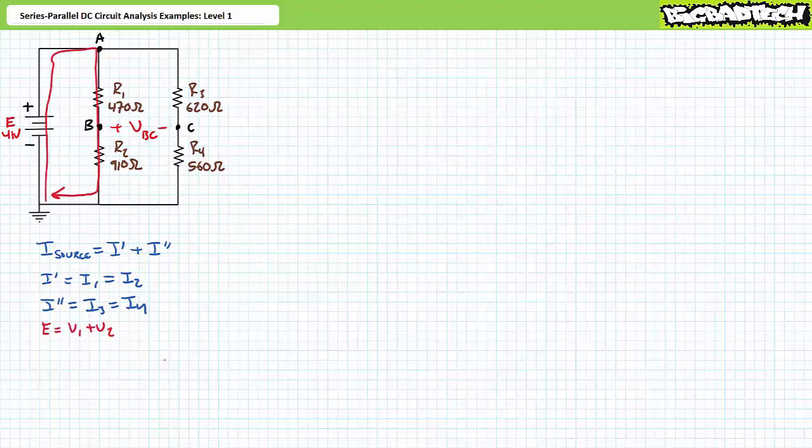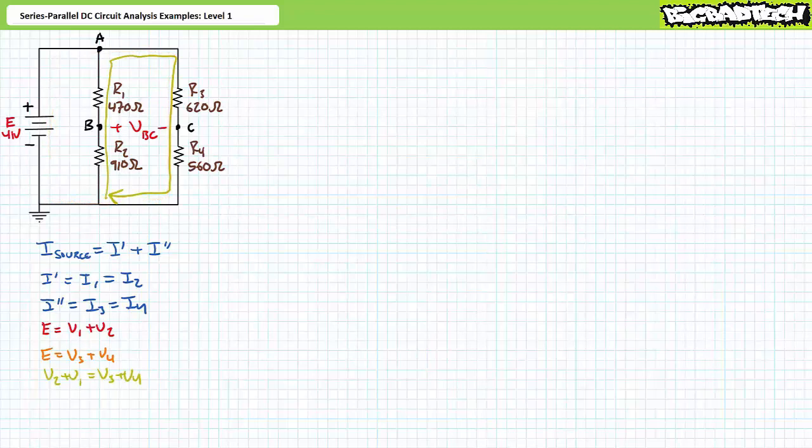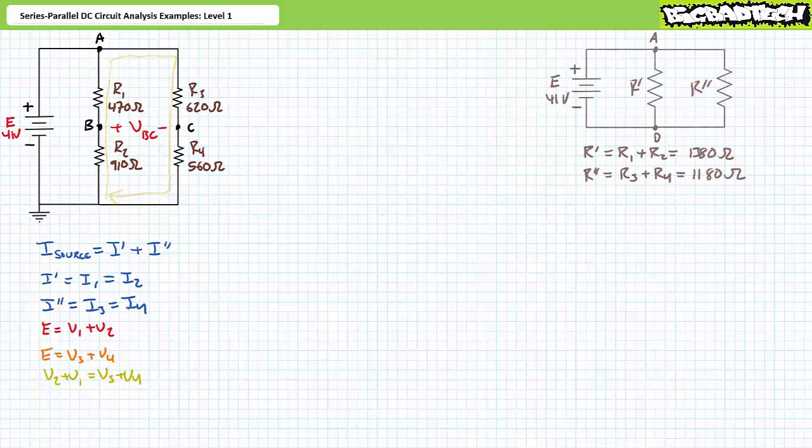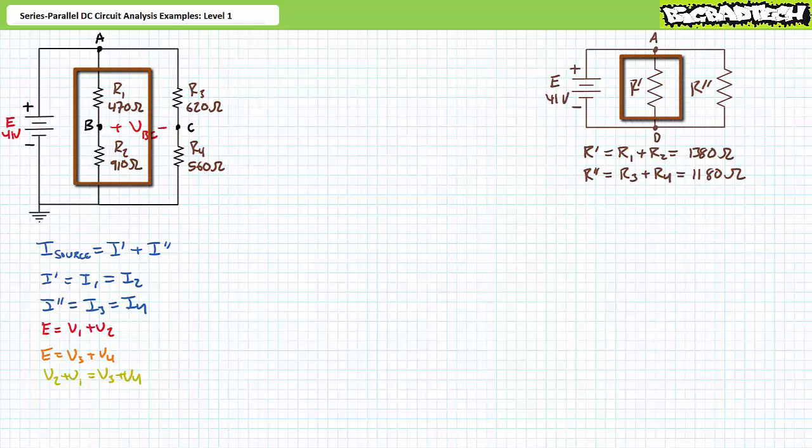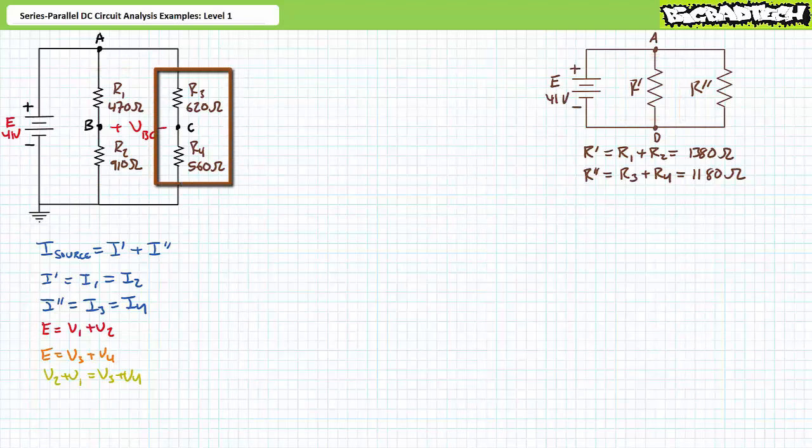A Kirchhoff's voltage law analysis of the loop in red demonstrates that E equals V1 plus V2. A Kirchhoff's voltage law analysis of the loop in orange demonstrates that E equals V3 plus V4. Finally, a Kirchhoff's voltage law analysis of the loop in yellow demonstrates that V2 plus V1 equals V3 plus V4. These analyses imply that R1 is in series with R2, a simplification I'm calling R single prime that happens to have a value of 1,380 ohms. Additionally, these analyses imply that R3 is in series with R4, a simplification I'm calling R double prime that happens to have a value of 1,180 ohms.